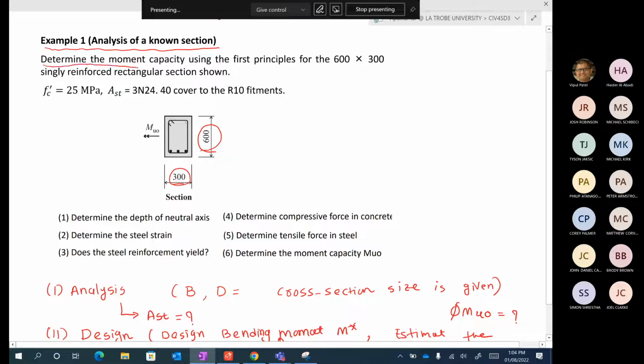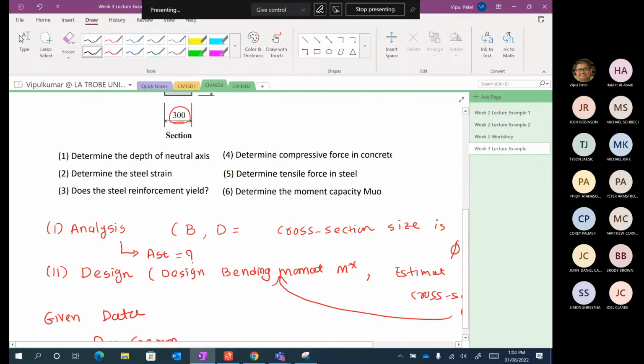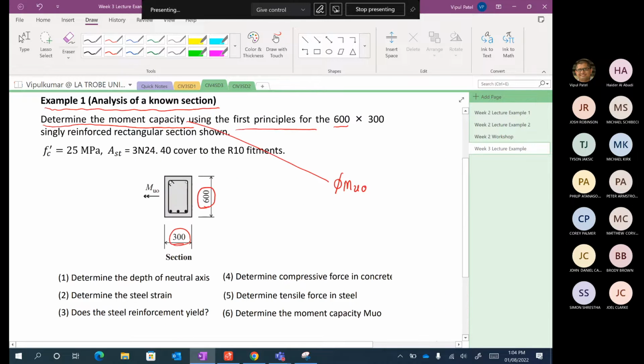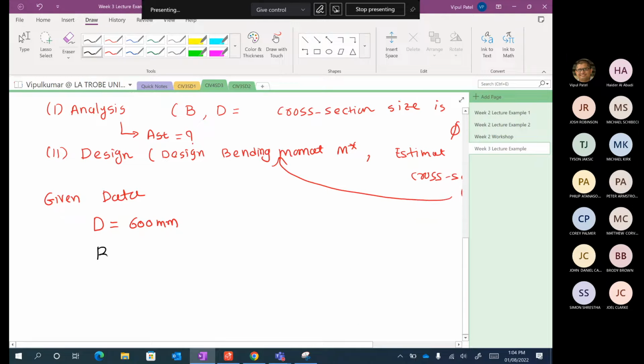So determining the moment capacity, which is basically phi Muo, using first principles. The depth is 600 millimeters given in the figure. That is capital D. Let me list them here. Let's write the given data. Capital D is equal to 600 millimeters. Another one given to us, B, so B equals 300 millimeters.